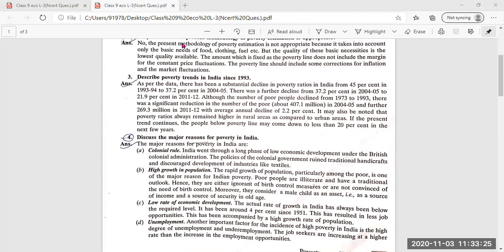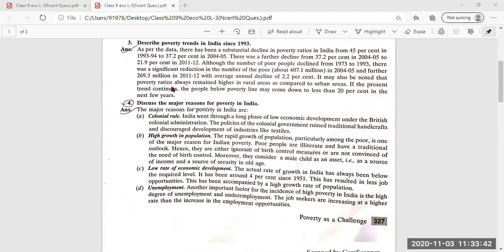Are you able to understand? Write yes in the chat box if you are able to hear and understand what I am explaining in the answers. Okay, fine.